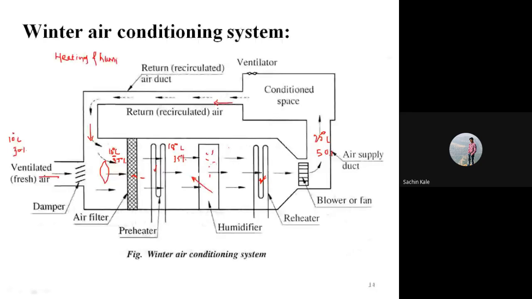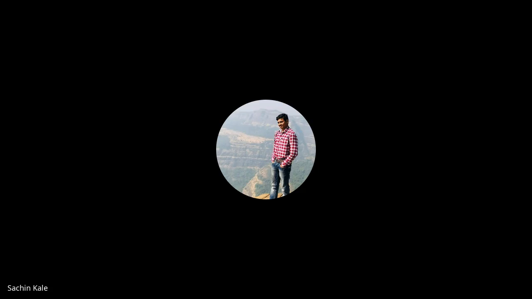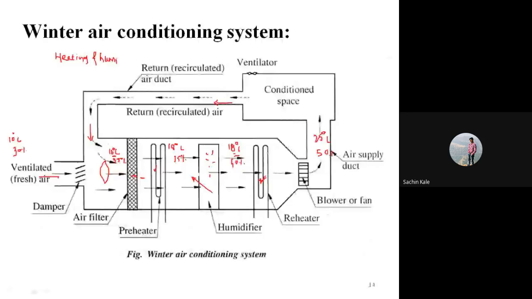आणि 50% रिलेटिव्ह ह्युमिडिटी. Now, whatever difference of temperature will be there, that will be fulfilled with the help of this reheating coil. So this will be called as a winter air conditioning system.